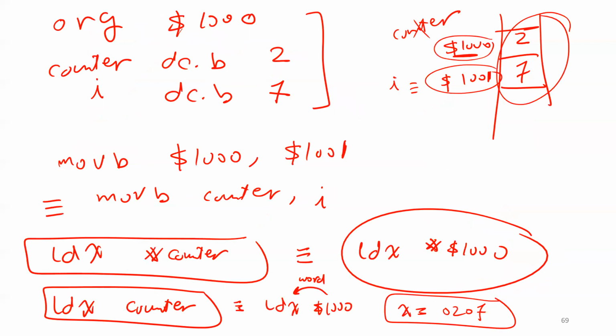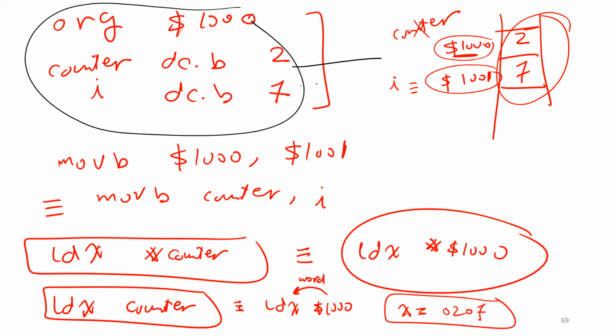Okay, I have more examples here, because this was also in the last lab. Yeah, that's exactly what I'm explaining now. So when I say org 1000, counter dc.b 2, I dc.b 7, what does this mean? As we did in the last quiz, it means I'm going to start from location 1000. I'm going to store 2 here, and then in 1001 I'm going to store 7.